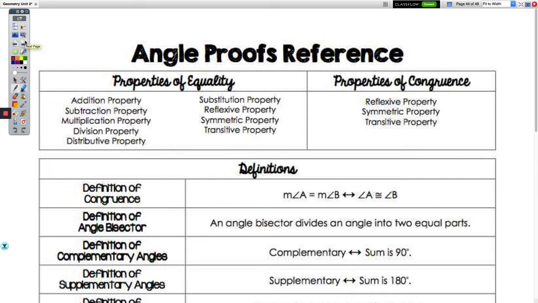Today you had the angle proofs reference page and the segment proofs reference page we wrote in notes. This curriculum already had this typed out for you. I did not do that. I was looking for what notes I had to give you, okay?